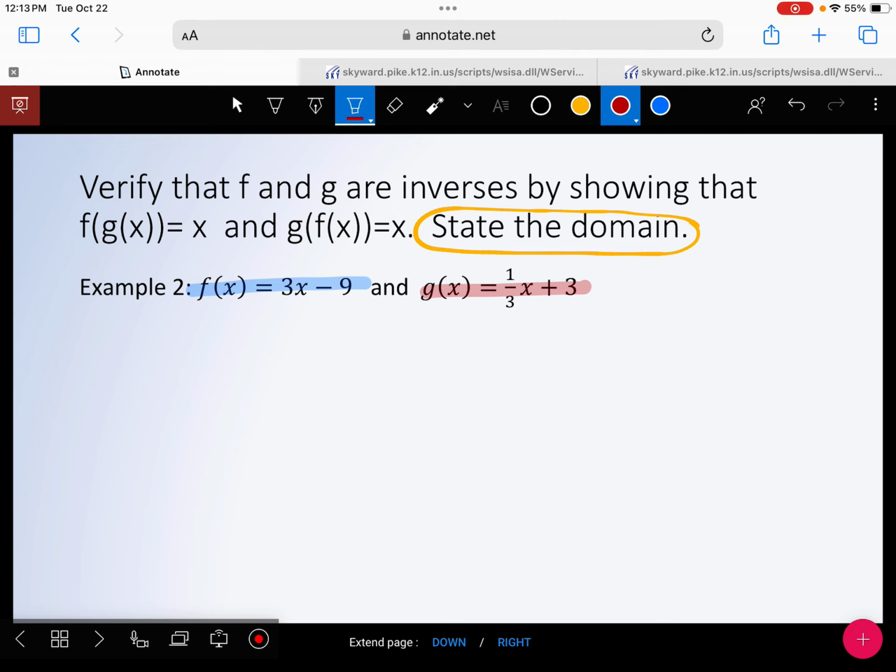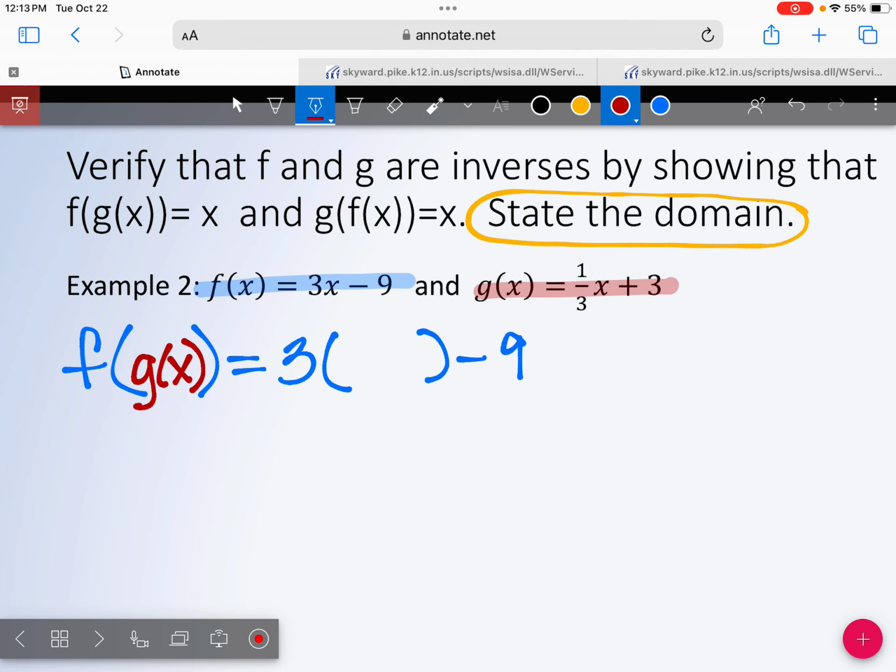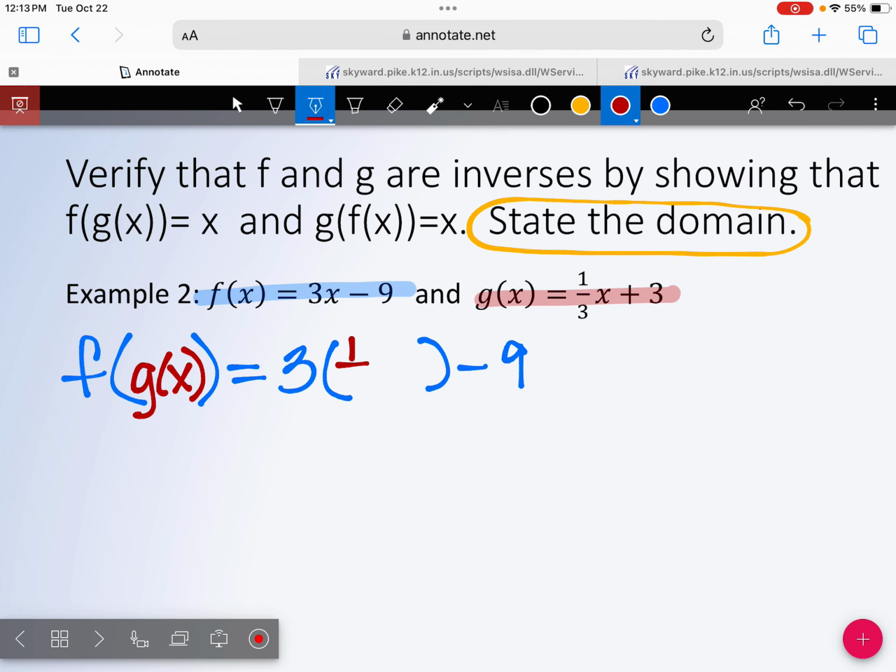All right, so let's go ahead and do our first one. So we are going to take our g of x and put it inside of f of x. So I have my f of x function. Let's put g of x on the inside. So f of x says 3 times x minus 9. Go ahead and put your 1/3 x plus 3 on the inside. Go ahead and distribute. 3 times 1/3, 3 times 3.